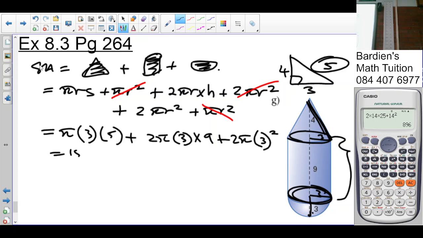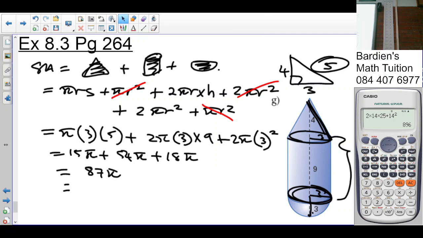So that's going to give you 15 pi, plus 6 times 9 is 54 pi, plus 9 times 2 is 18 pi. Okay? So that's going to give you 69, 79 is 87 pi. So 87 pi gives us 273,32. 273,32 centimeters. Is that correct?